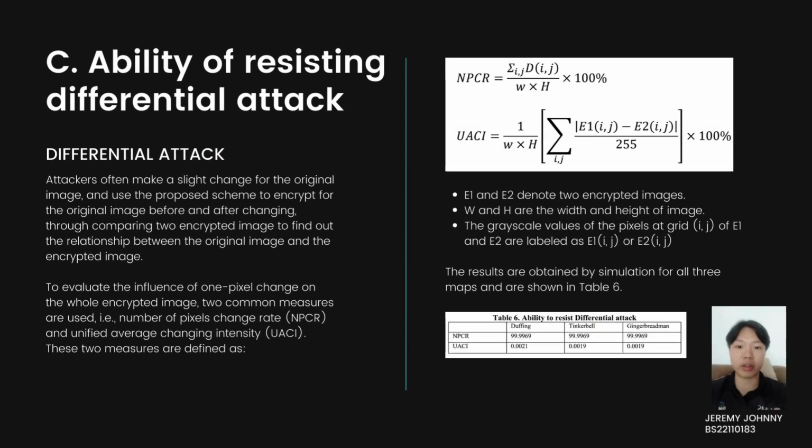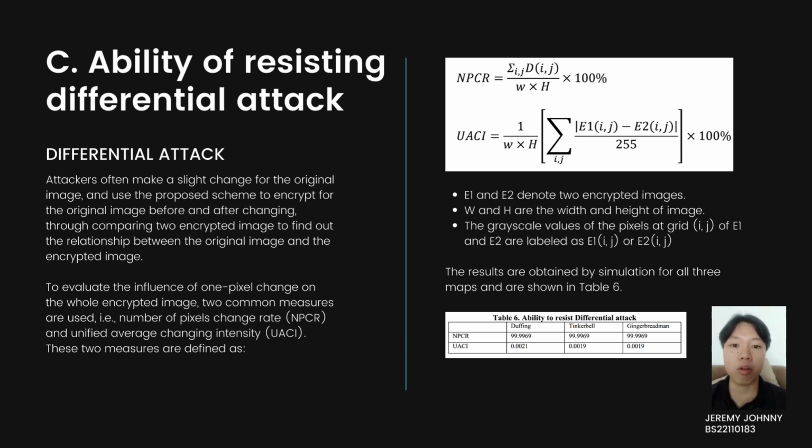The last one is C, ability of resisting differential attack. A differential attack happens when the attacker makes a slight change to the original image and uses the proposed scheme to encrypt the original image before and after changing. By comparing the two encrypted images, the attacker can find the relationship between the original image and the encrypted image.